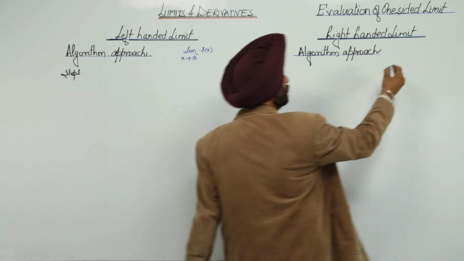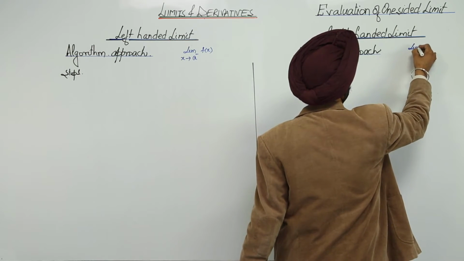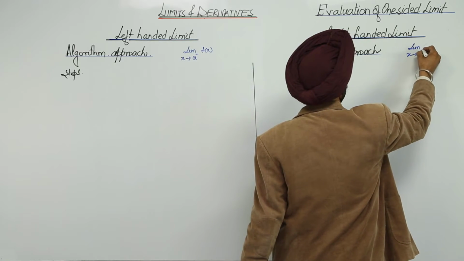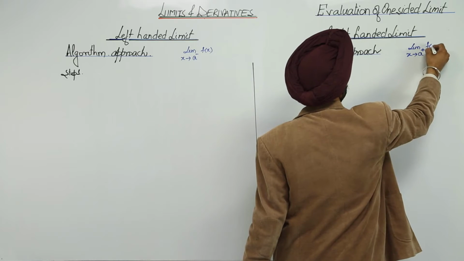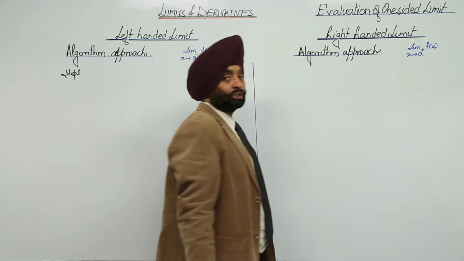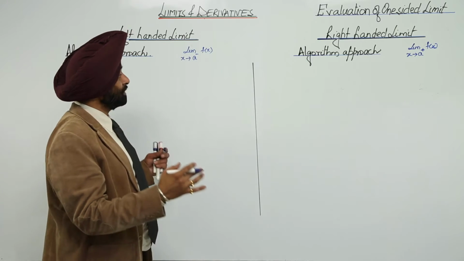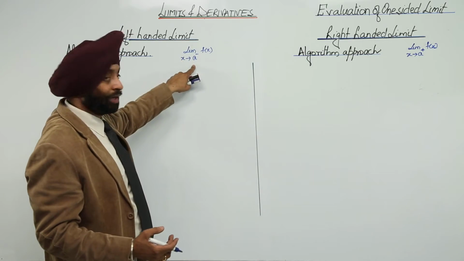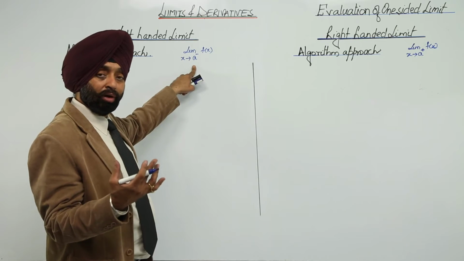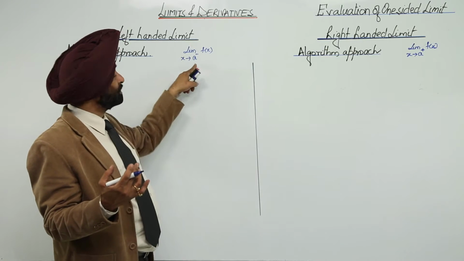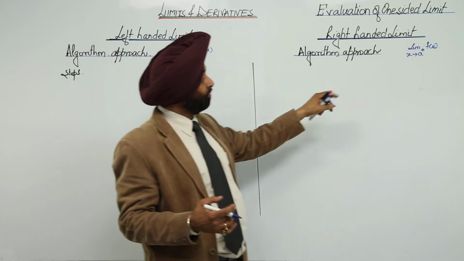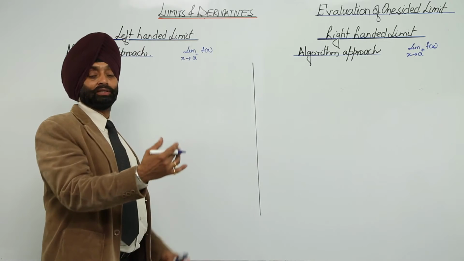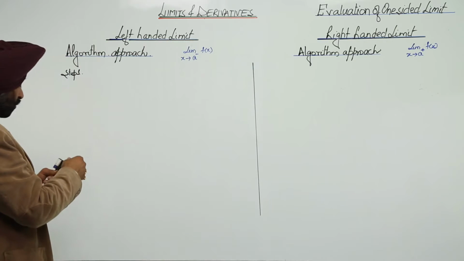And for the right-handed limit, we write limit x approaches a, and on the a we use a positive symbol. Okay, so this is the differentiation between the two. For the left-handed limit, we write a with a negative sign above it, which says it is left-handed, and when there is a positive sign above a, this shows we have to move towards the right side. Okay, now how can we go about this?